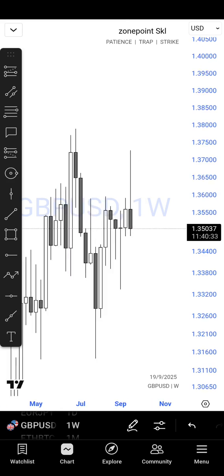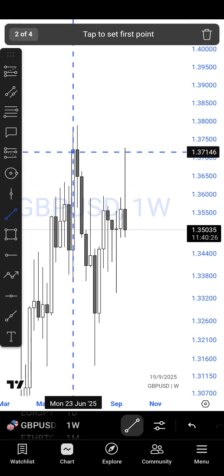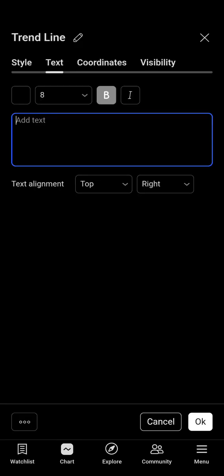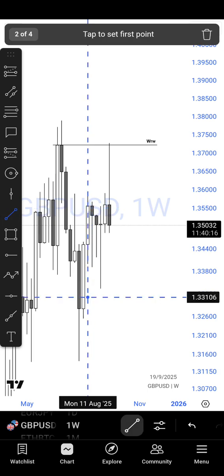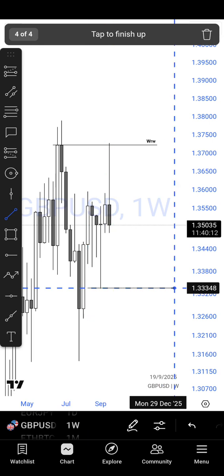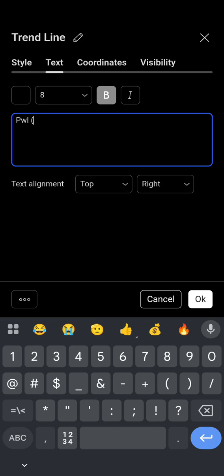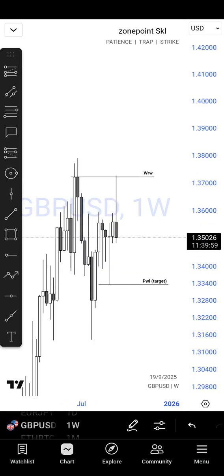So this weekly has also served us as what's going to still happen next week. From our weekly, we can see that weekly did what? Reject weekly. This is weekly reject weekly, and we have this weekly low here. We have this previous week low as our target. That's just what we want to check on our weekly.